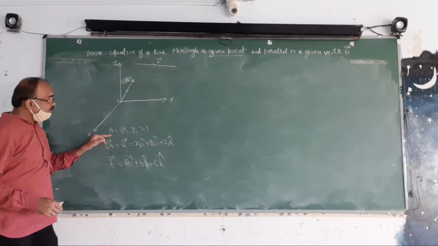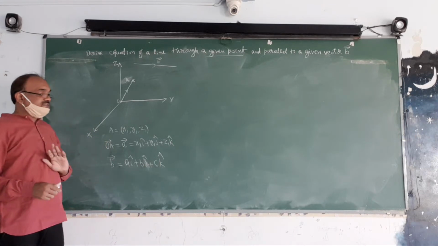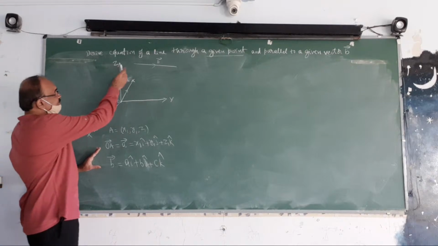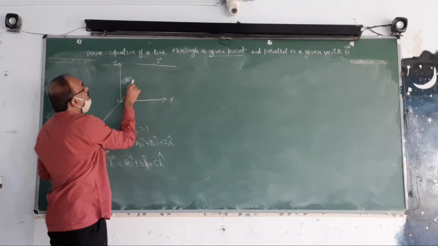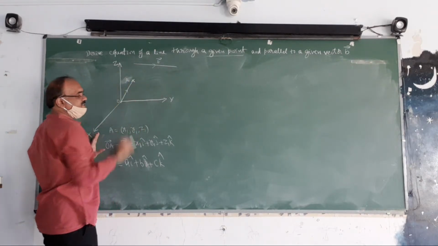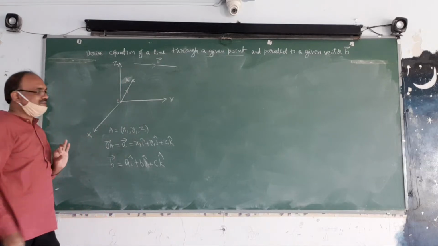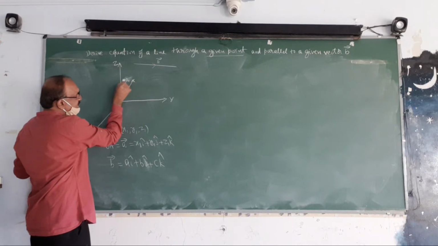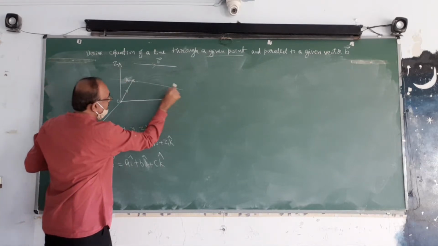These two are given. Point A is given, vector B is given. Now what you need to find is the equation of a line passing through this point and parallel to this vector. So now you should draw a line passing through this and parallel to this. So you can draw a line like this.